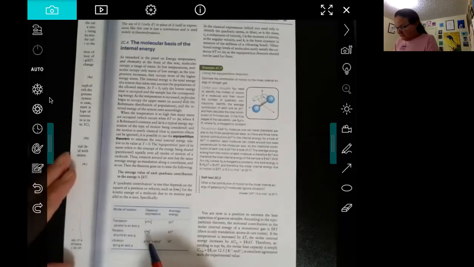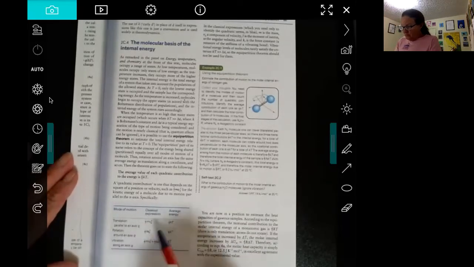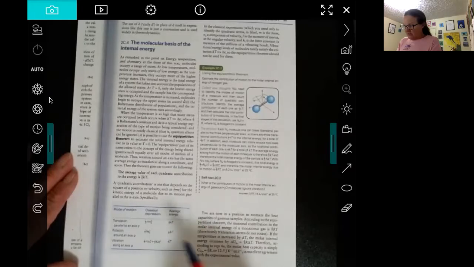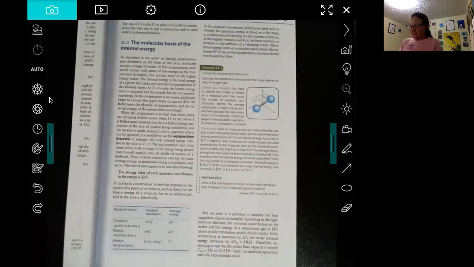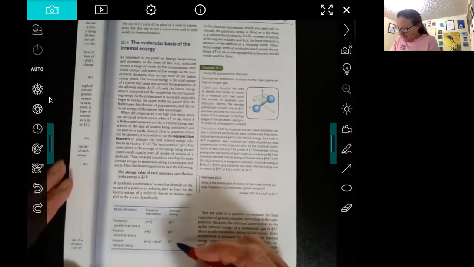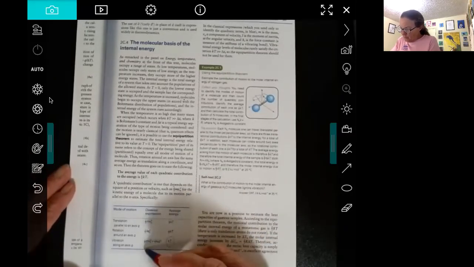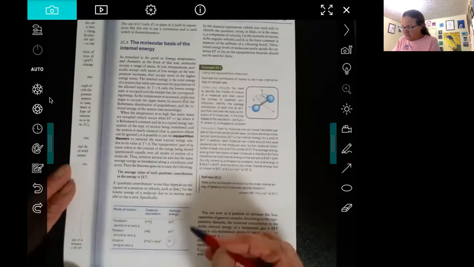So in translation, we have each kinetic energy term, and in rotation we have kinetic energy terms. And then in vibration, we have kinetic energy and potential energy, because as the molecule stretches and squishes together, the kinetic energy is interchanged with potential energy. And so a vibration actually contributes one for each of these quadratic terms.